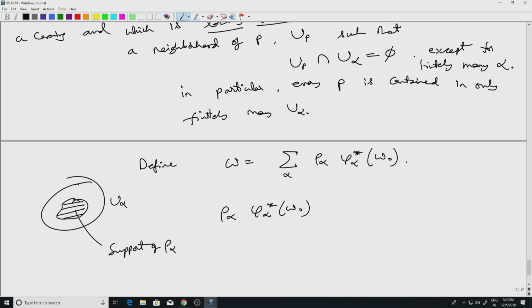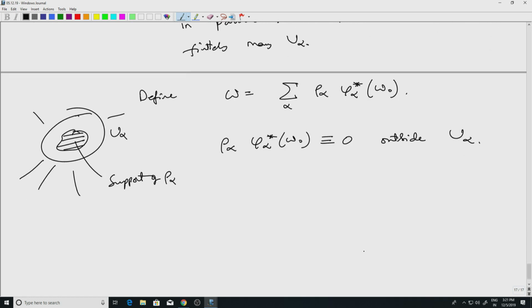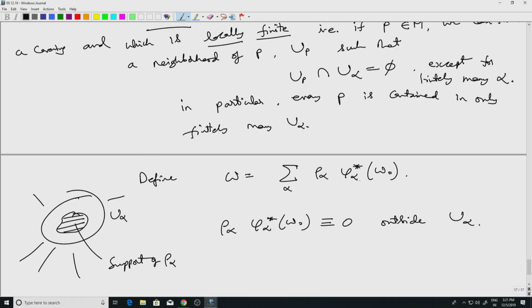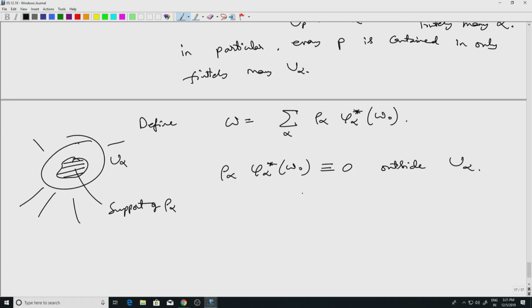and this is equal to, so what we do is we define it to be identically 0 outside U alpha. So elsewhere it is 0. On U alpha, this is given by rho alpha phi alpha star omega naught. This is what this notation means. It's understood that this thing is identically 0 outside. So each term makes sense as a global form on M, and then we add it all up.